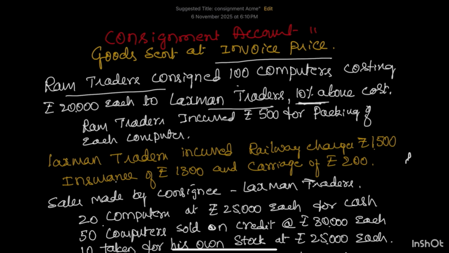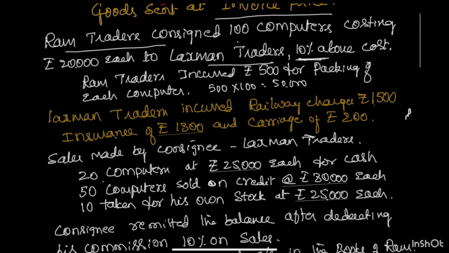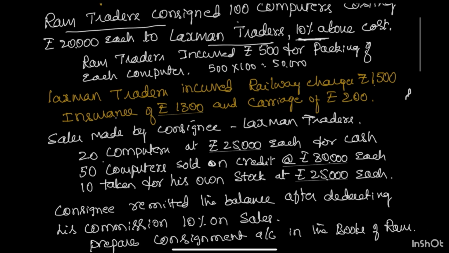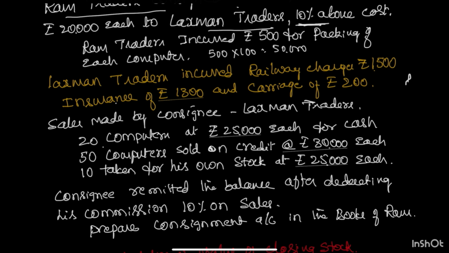That's the invoice price. Ram Traders incurred 500 rupees for packing of each computer. That's for each computer, so with 100 computers it becomes 50,000. And Lakshman Traders incurred railway charges of rupees 1,500, insurance of rupees 1,300, and carriage of 200. So all these come under the non-recurring expenses only.